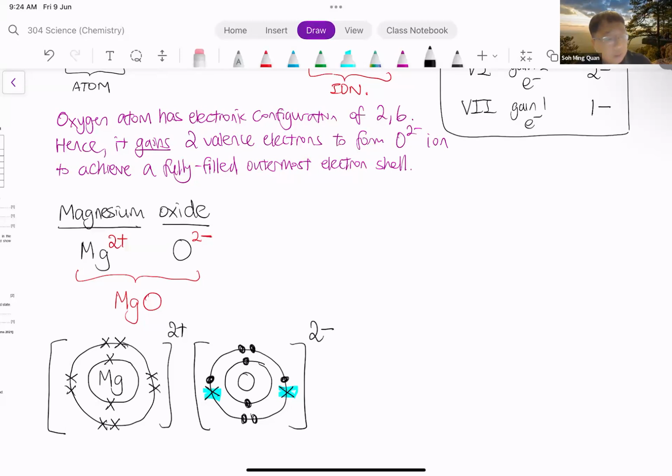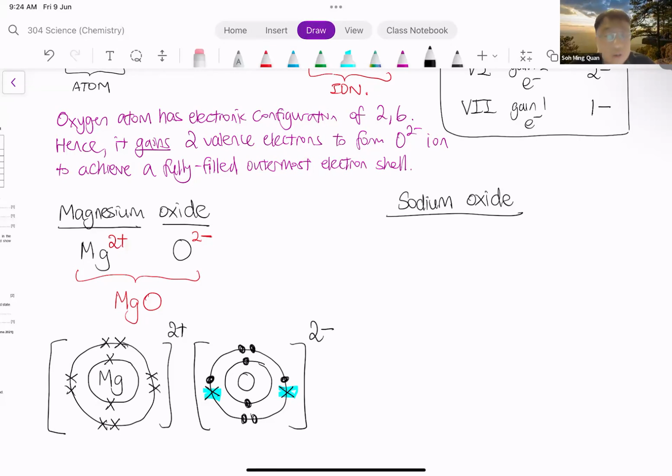Now, what if I wanted to draw something different? Also another ionic compound, but this time it is sodium oxide. Instead of magnesium oxide, I want to draw sodium oxide. How? We will use the same steps. The first step is you need to know it's ionic. How do you know it's ionic? You know it's ionic when you have a metal and a non-metal.